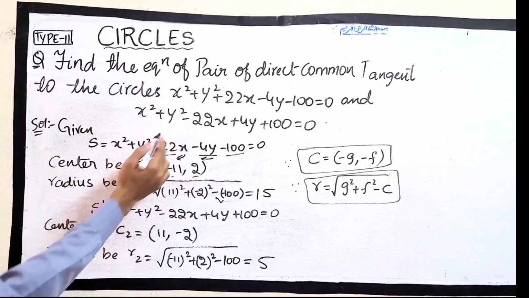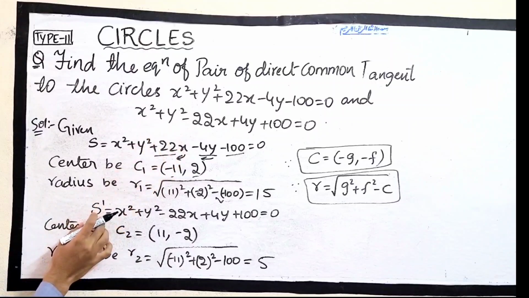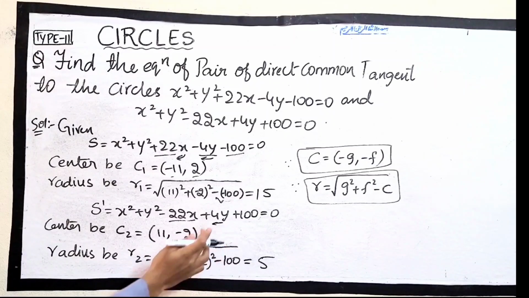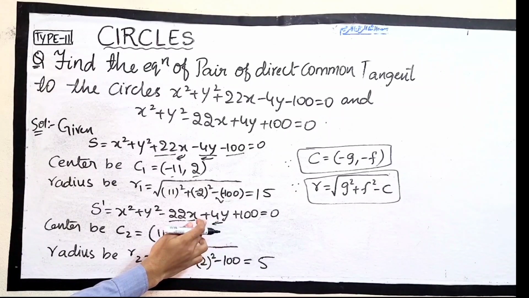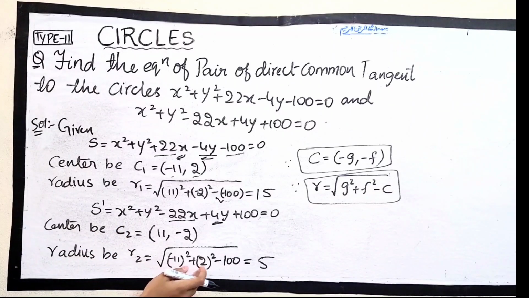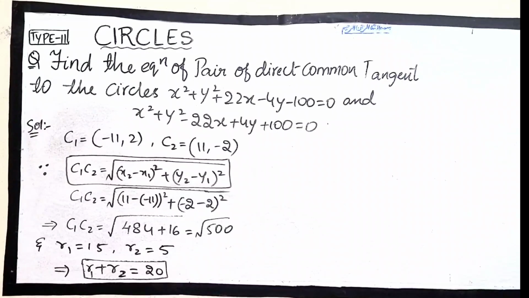Similar step, and the other given equation, let us name it S dash. This is the other equation. Again the same step: change the sign of the coefficient of x and divide by 2, so it will be 11. Change the sign of the coefficient of y, which is 4, so it will be minus, and divided by 2, it will be minus 2. So we got the second circle's center. Then find the radius with similar steps, and after adding everything we get the radius as 5. I have written down the steps beforehand because we can save your time by writing the steps.